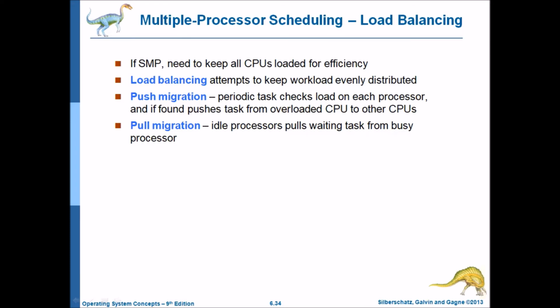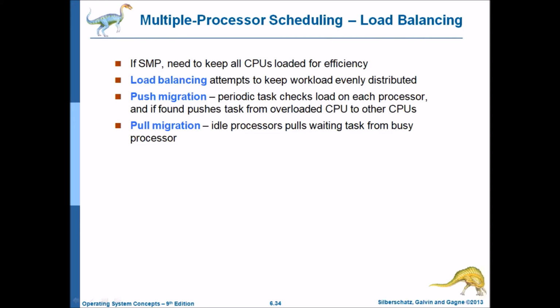On SMP systems, it is important to keep the workload balanced among all processors to fully utilize the benefit of having more than one processor. So load balancing attempts to keep workload evenly distributed across all processors in an SMP system. There are two general approaches to load balancing. First would be push migration, in which a periodic task checks the load on each processor and, if found, pushes tasks from an overloaded CPU to other CPUs.